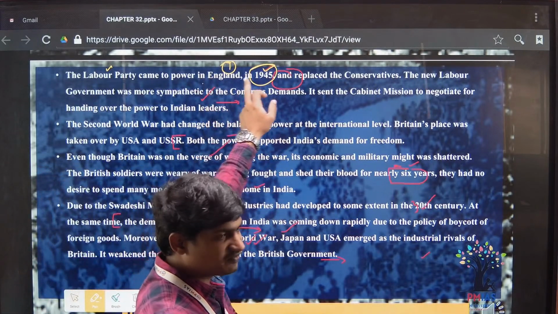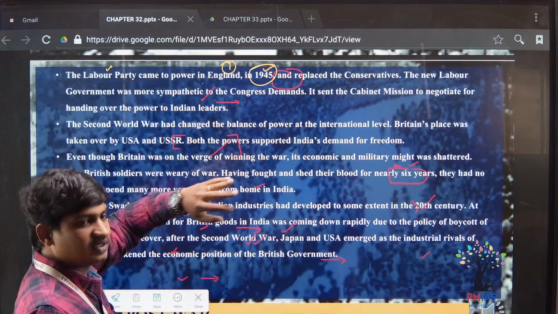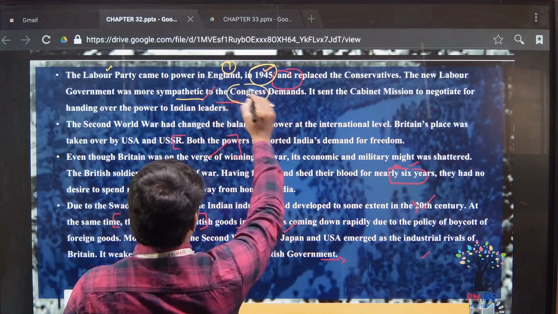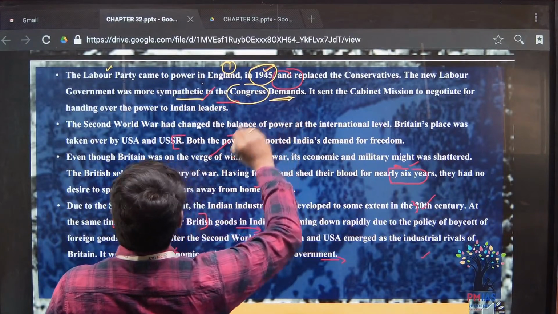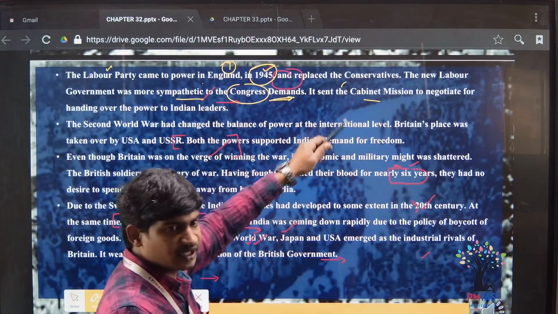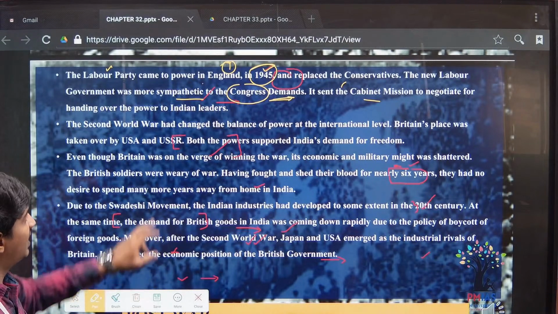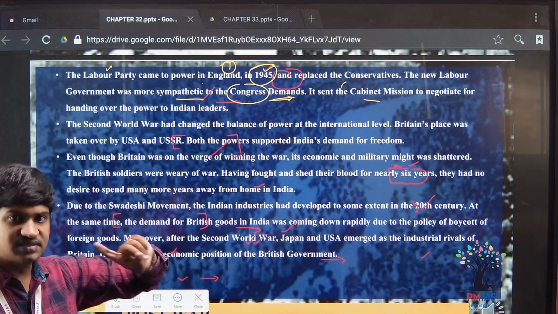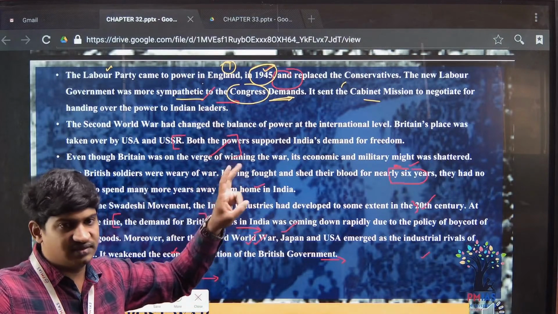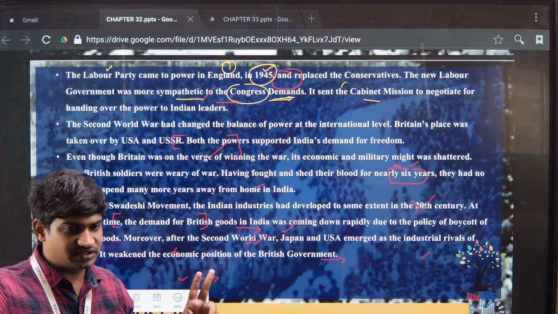This Labour government was in favor of India. And the newly formed Labour government showed more sympathy towards the Indian National Congress demands. Likewise, they sent the Cabinet Mission to negotiate the demands with the leaders of the Indian National Congress. The first thing is that the government changed in Britain in 1945, and this newly formed government is ready to accept the demand of the Indian National Congress.